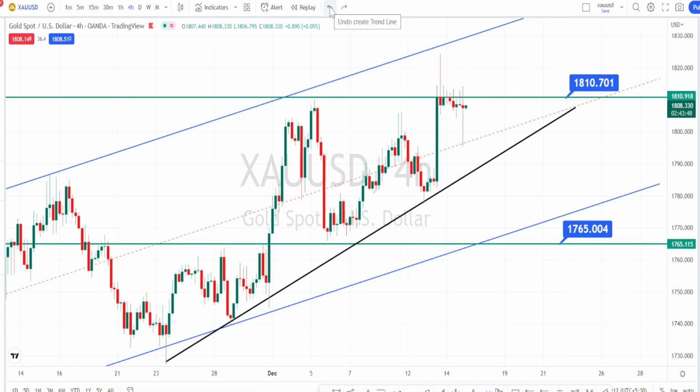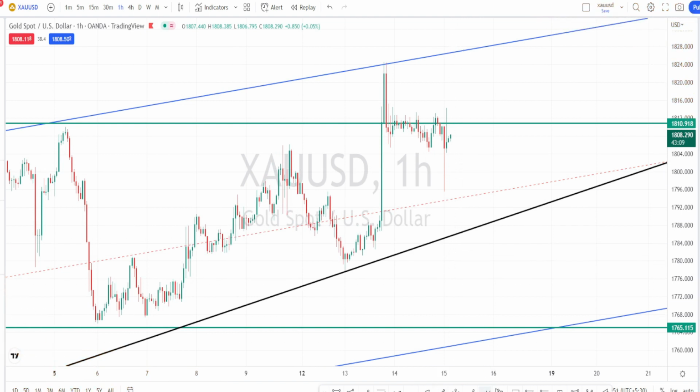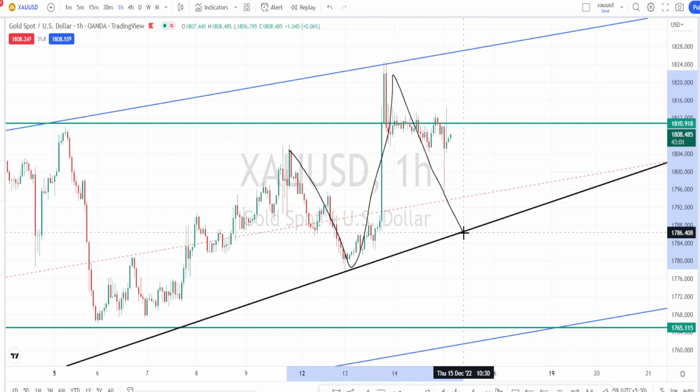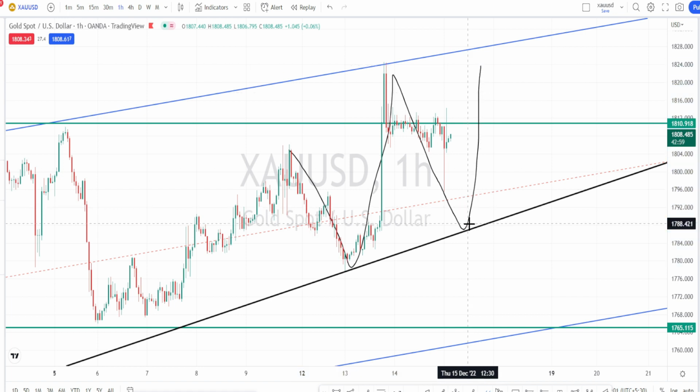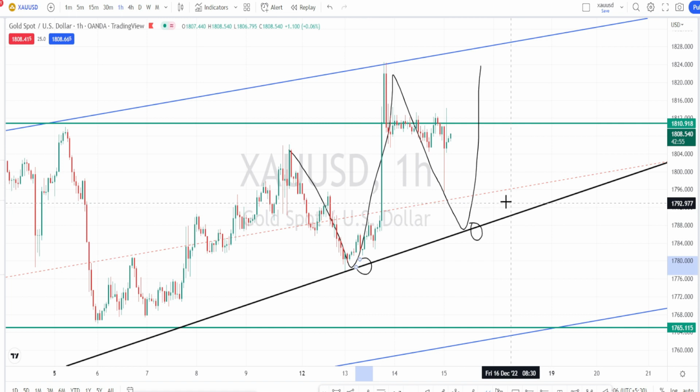Let us look at the price action in hourly time frame. I am in hourly time frame, and as we know from the 4 hours time frame, the current trend of the price action in 4 hours time frame and in the hourly time frame is on a bullish trend as long as it is trading above this support line or trend line from the 4 hours time frame.